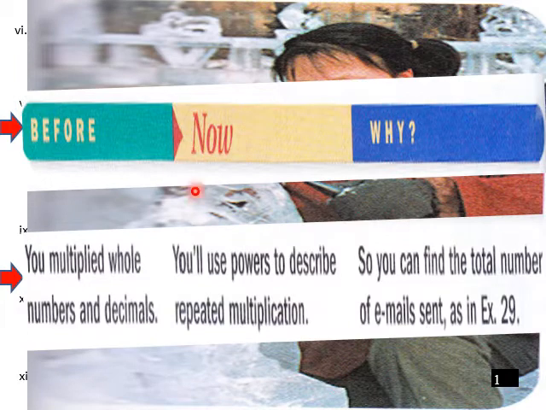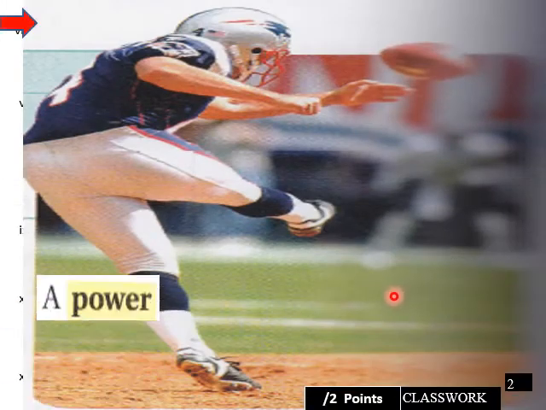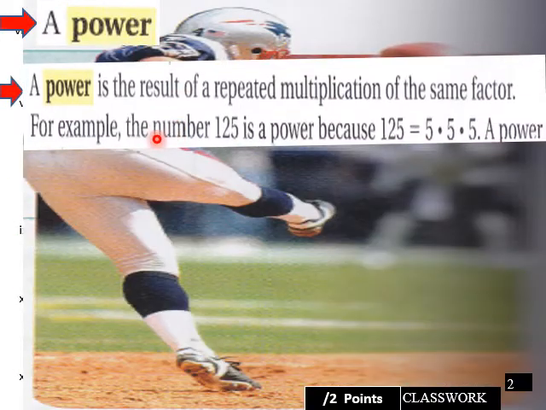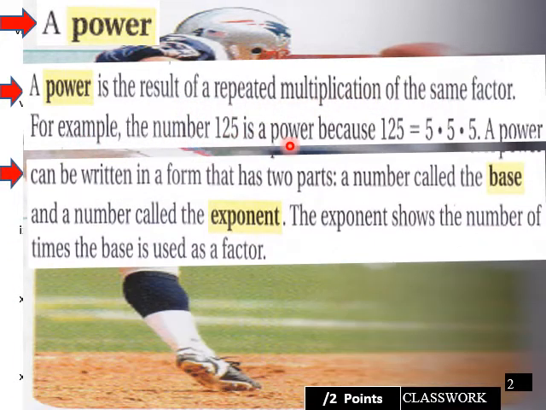Okay, before you multiplied whole numbers and decimals, now you will use powers to describe repeated multiplication. Why? So you can find the total number of emails sent. So a power is the result of a repeated multiplication of the same factor. For example, the number 125 is a power because 125 equals 5 times 5 times 5.